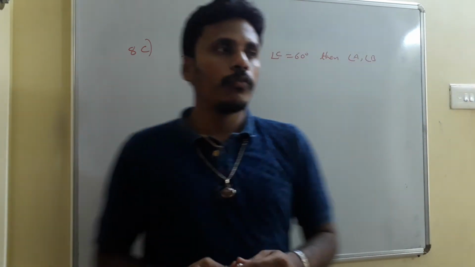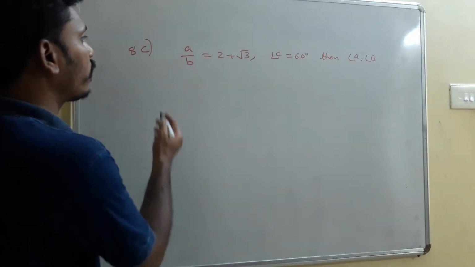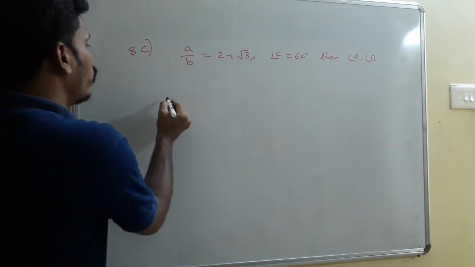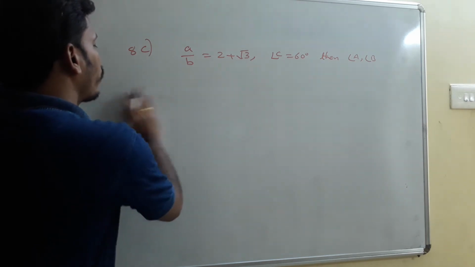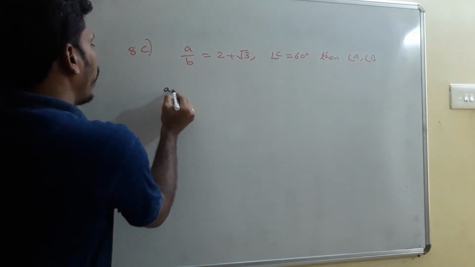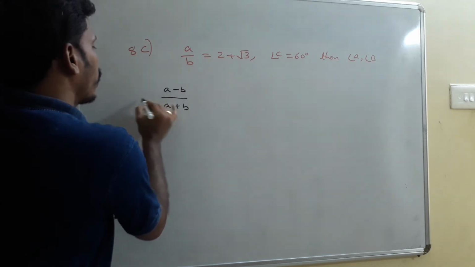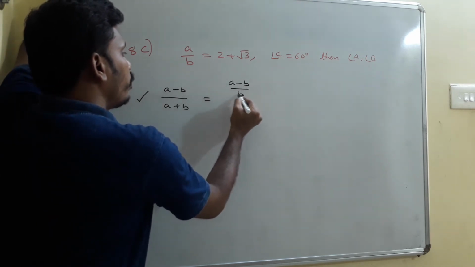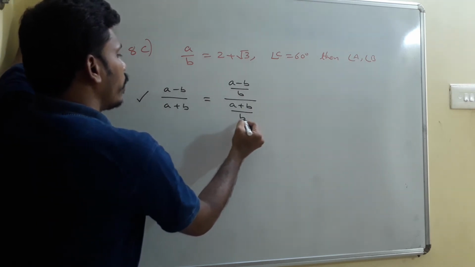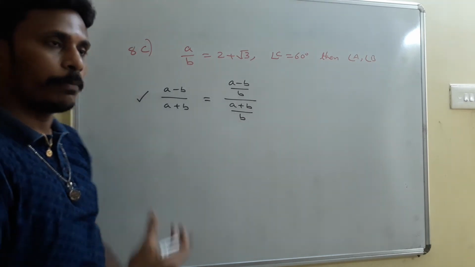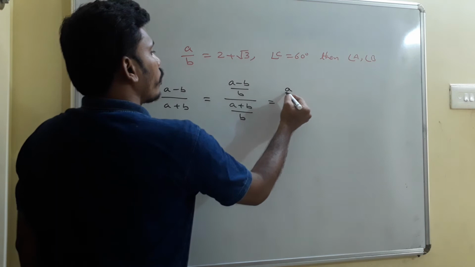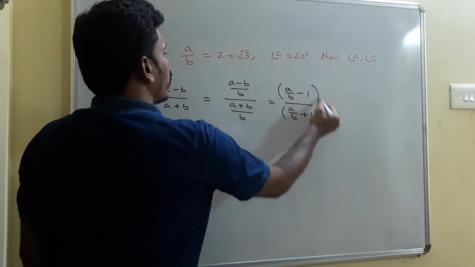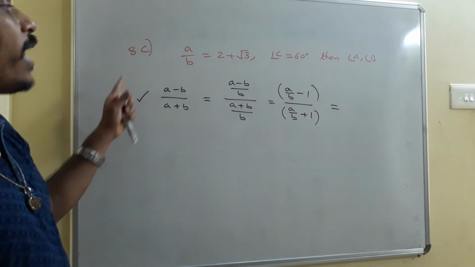To use the tangent rule, we need (A minus B) by (A plus B), right? So from there you need to calculate (A minus B) by (A plus B). First of all, what I need is (A minus B) by (A plus B), okay? This can be written as (A minus B) by B divided by (A plus B) by B. I am dividing the numerator and denominator by B. Then what will happen? This is equal to (A by B minus 1) by (A by B plus 1). See, I have that A by B as 2 plus root 3.